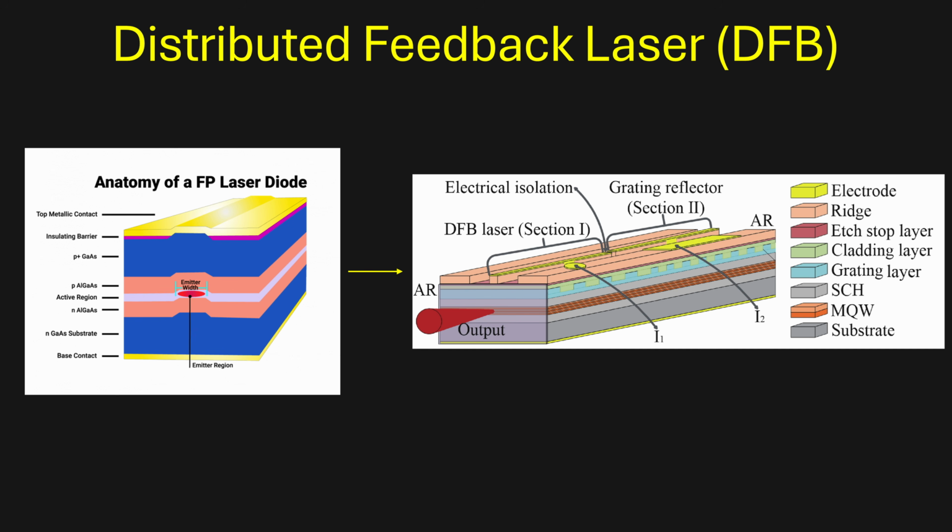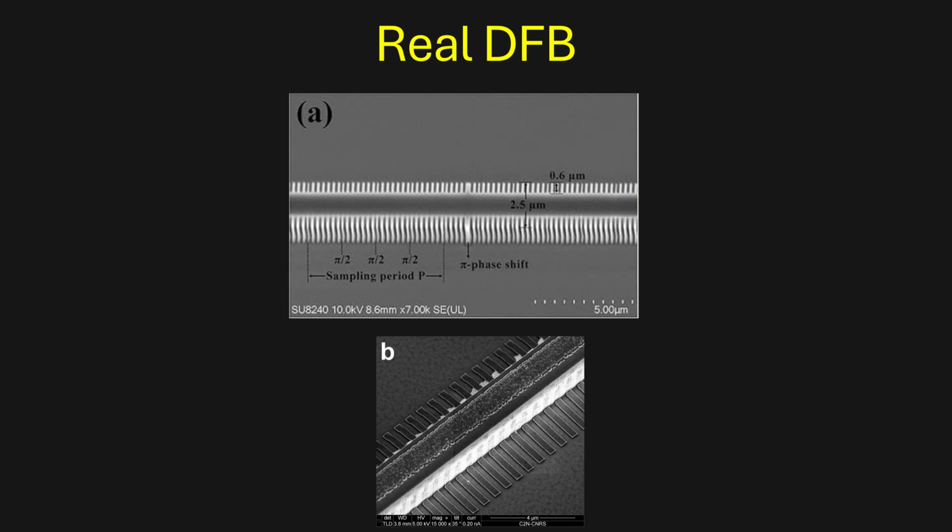The key difference is that instead of using reflectors on either side of the diode, a distributed Bragg grating, which uses the same principle as a Bragg reflector, is arranged parallel along the length of the emitting region. Just as in the FP diode, the optical cavity is hundreds of times longer than a VCSEL. So these diagrams are not to scale, and DFBs actually have hundreds or thousands of Bragg grating periods.